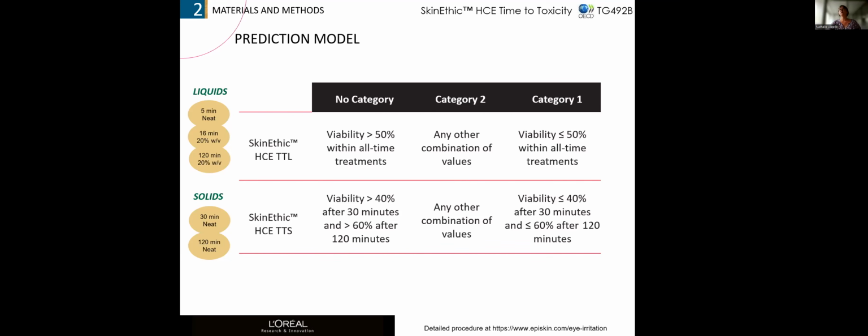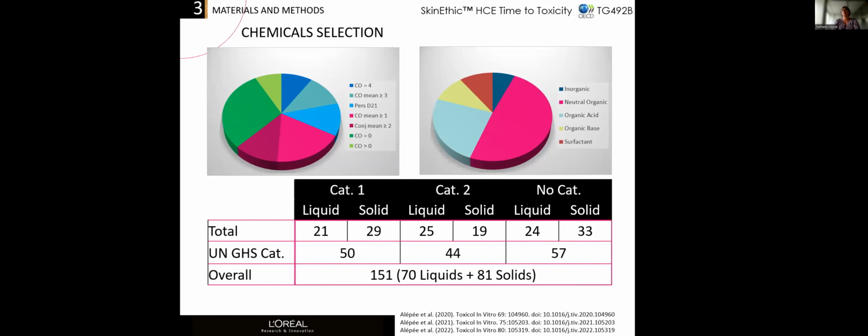So what we did, in going through the development of the methods, and to minimize the uncertainty associated with the in vivo reference data, was select the chemicals from the Draize eye irritation test reference database, as Dr. Barroso just explained before.